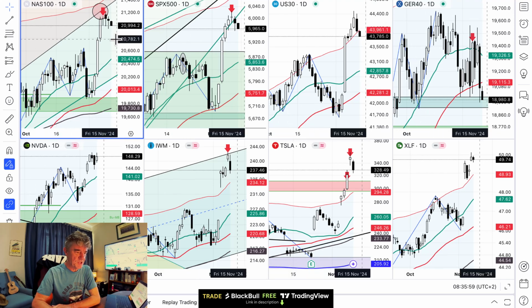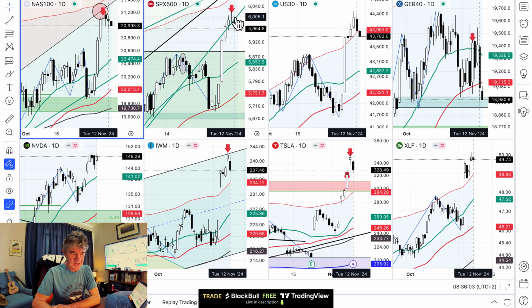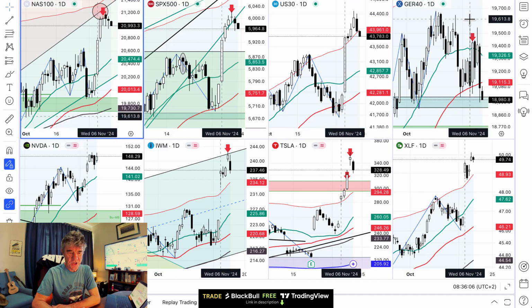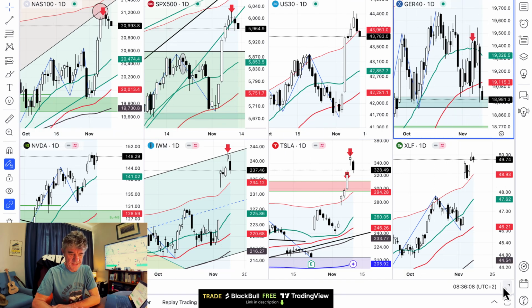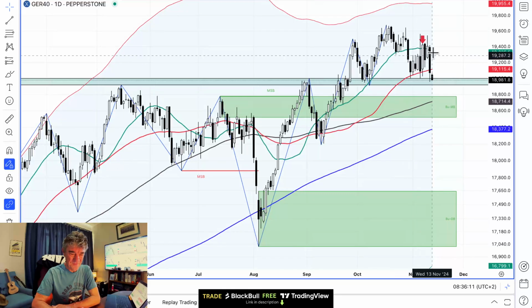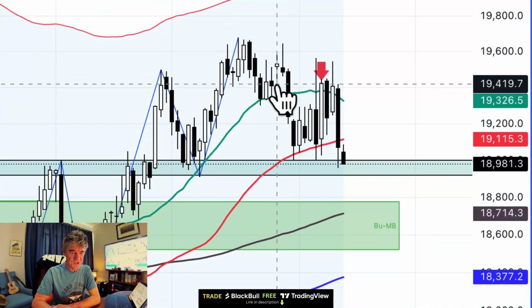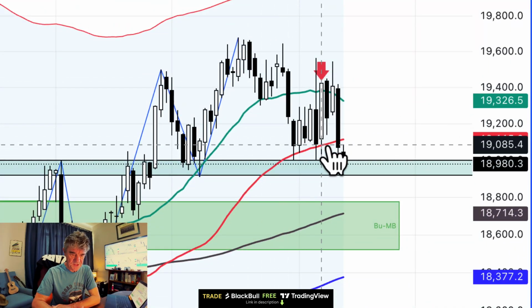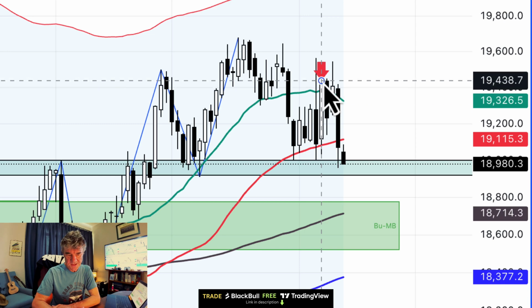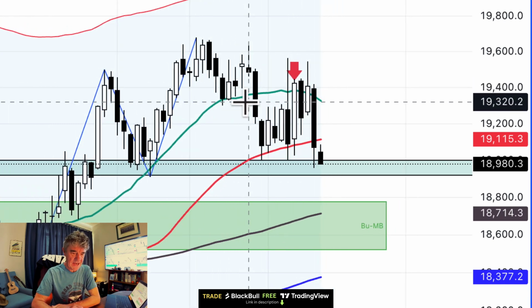You can see our short positions on all three of these instruments, short on the NASDAQ right at the top, short on the SPX right at the top, and short on the German 40, the DAX or the German 30. DAX, we're short right from over there. We've taken several short positions on this one, taking profit at the bottom at the support and reselling the rallies. And this one now I think might have legs to carry on moving down.